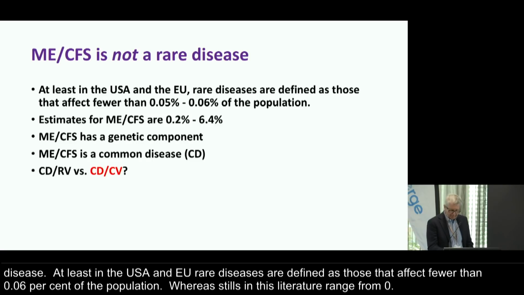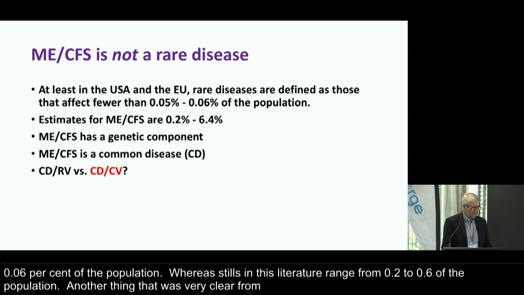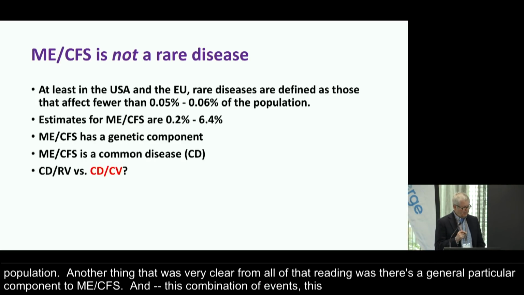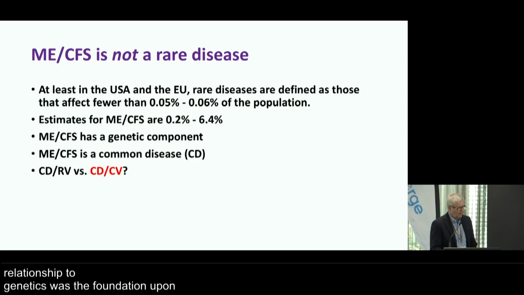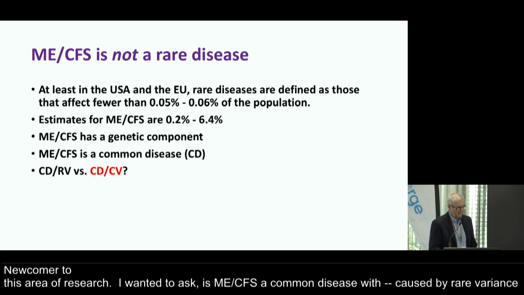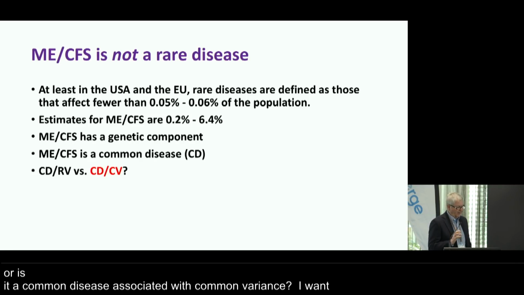And another thing that was very clear from all that reading was that there's a genetic component to ME/CFS. And so this combination of events, this very common disease and its relationship to genetics, was the foundation upon which I started to build. So I'm a newcomer to this disease, newcomer to this area of research, and I wanted to ask, is ME/CFS a common disease caused by rare variants, or is it a common disease that is associated with common variants? And I want to argue this morning that the common disease, common variant theme is the correct one for ME/CFS.